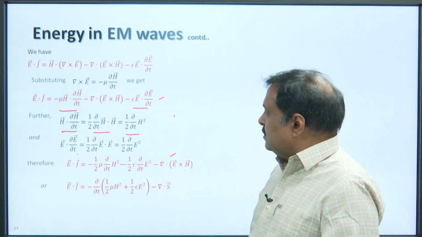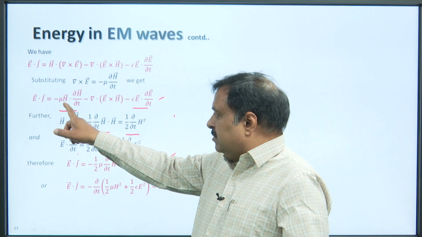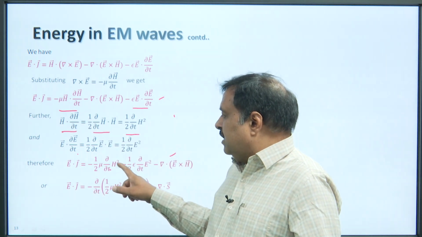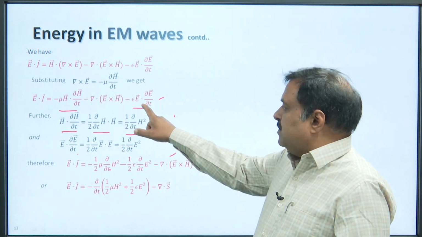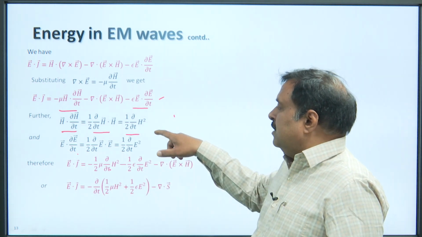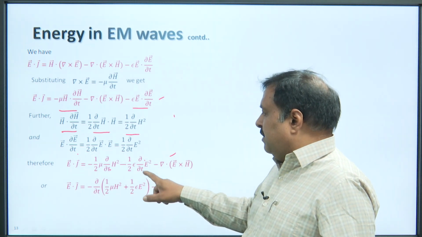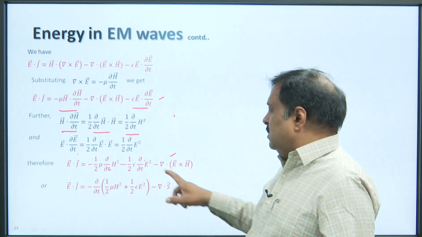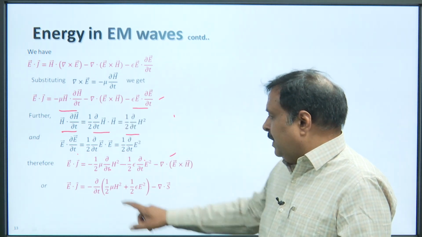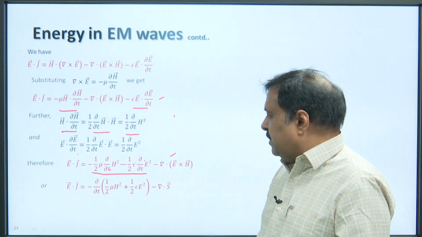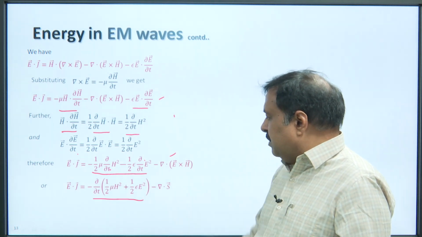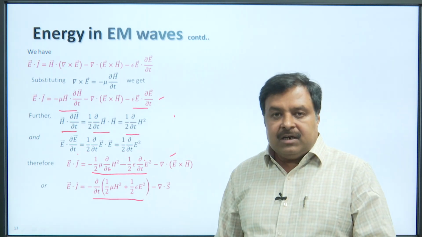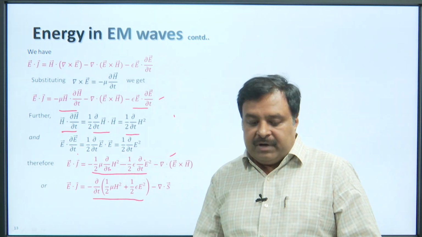So, if we substitute these values, then this equation reduces to this equation. This term has become minus half mu delta by delta t H square, and this term minus half epsilon delta by delta t E square, and this term minus del dot E cross H, and these two terms have been simplified by this bracket, and this E cross H is Poynting vector S.